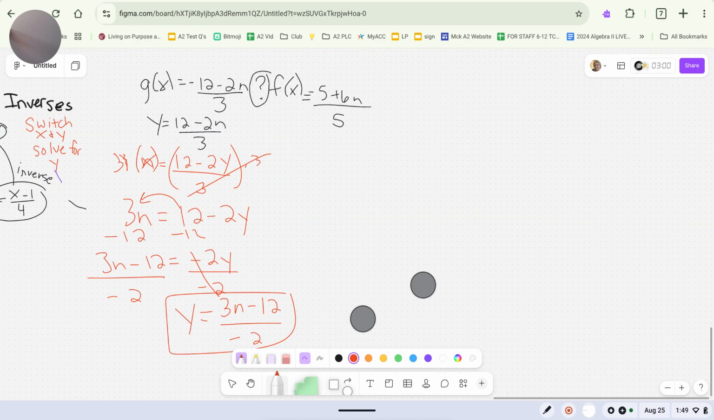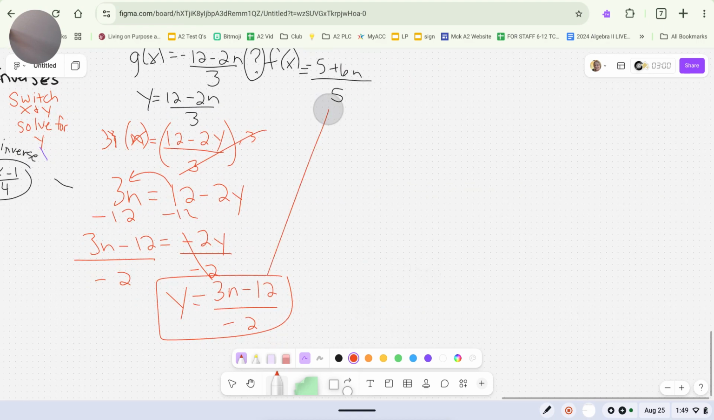Well, let's check it out. That does not look like the same thing, does it? No. So that is not the inverse. That's an example, that's what you're supposed to do. That's kind of how you're solving it.